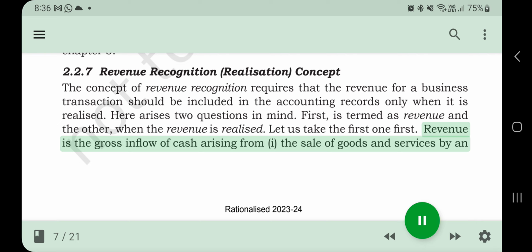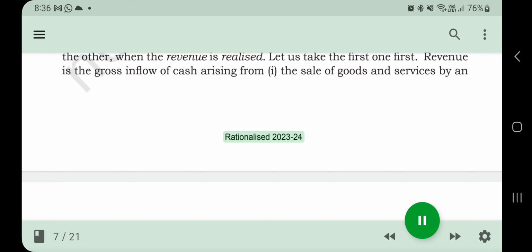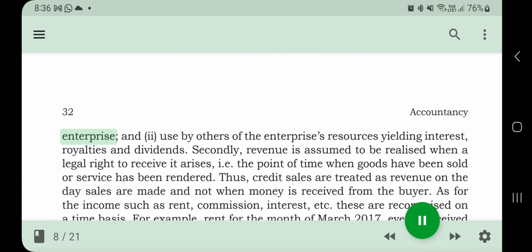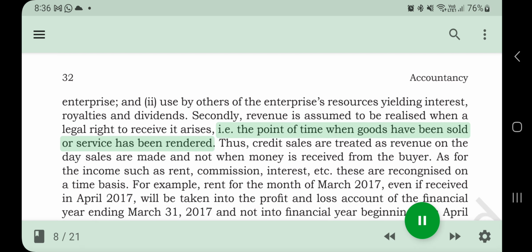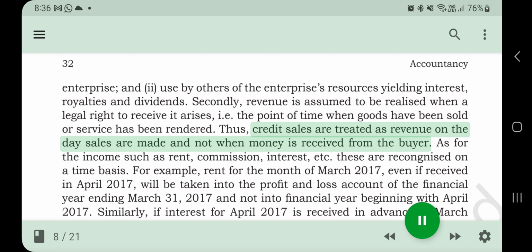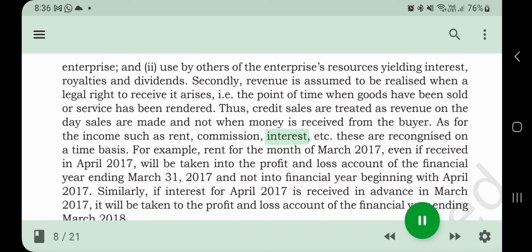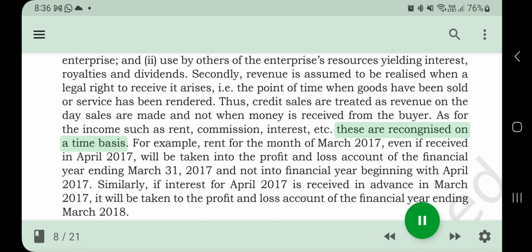Revenue is the gross inflow of cash arising from, I, the sale of goods and services by an enterprise, and, II, use by others of the enterprise's resources yielding interest, royalties and dividends. Secondly, revenue is assumed to be realized when a legal right to receive it arises, i.e. the point of time when goods have been sold or service has been rendered. Thus, credit sales are treated as revenue on the day sales are made and not when money is received from the buyer. As for income such as rent, commission, interest, etc., these are recognized on a time basis.